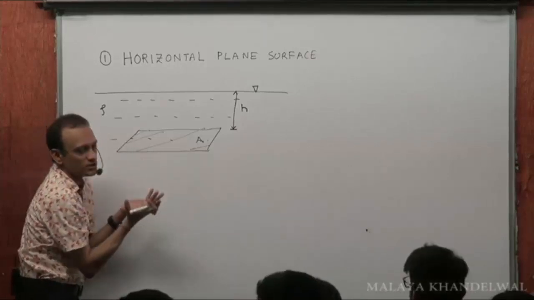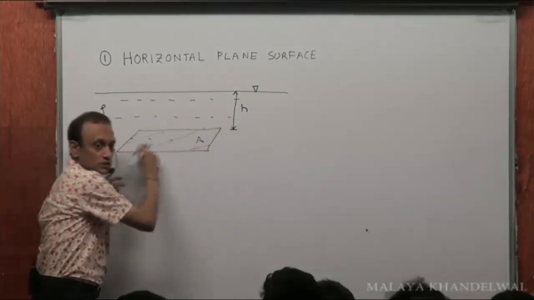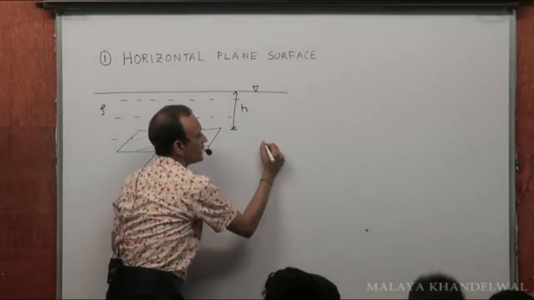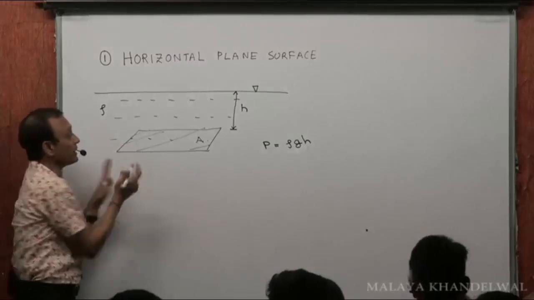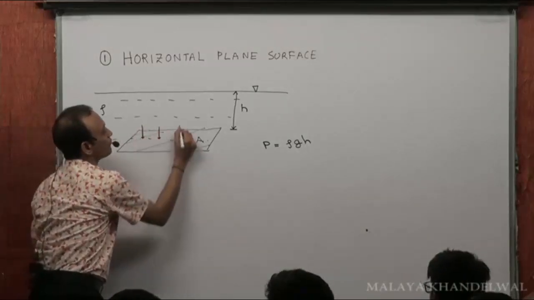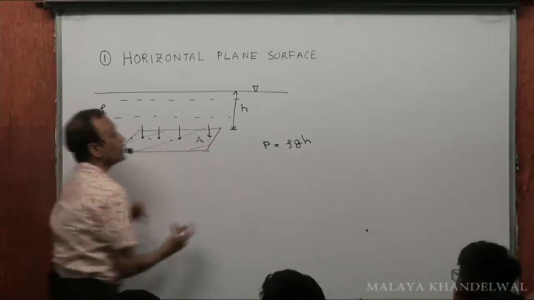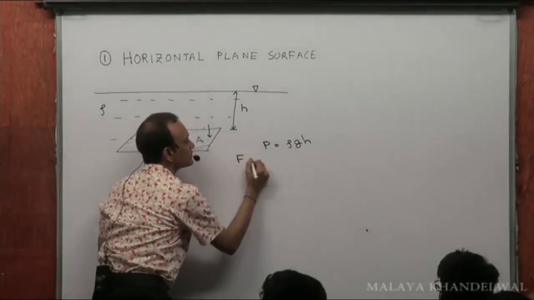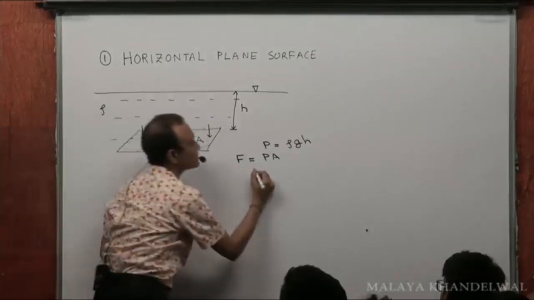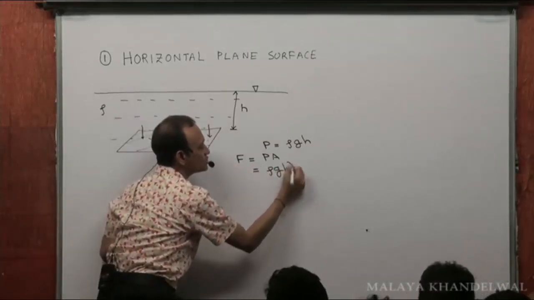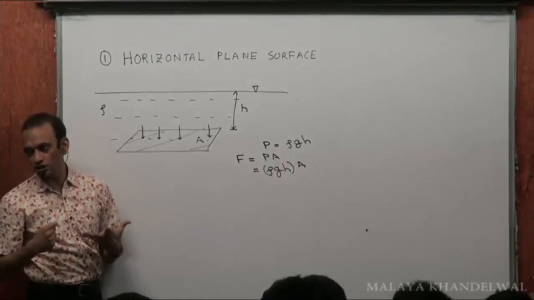Now, this is the simplest possible situation. In this case, realize that pressure at all points of this surface is going to be rho gh. It's a region of uniform pressure intensity. The force that will act on this surface, therefore, would be pressure into the area of the surface, which is rho gh into A. That's the simplest possible situation you could conceive of, right?